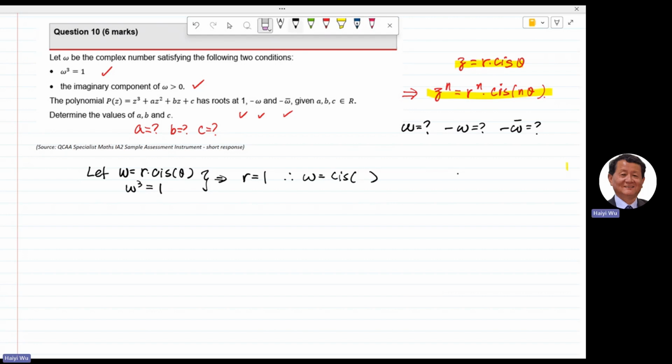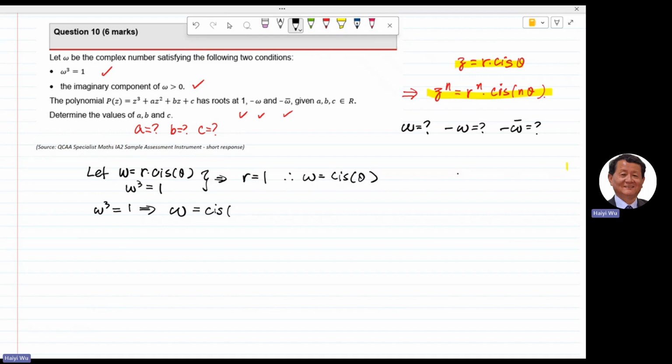So we need to find the angle. That angle we call the argument of omega. Let's find theta, the argument. Now, why are we doing this? So let's try. First, we know omega to the power 3 is 1. Therefore, omega will be equal to cis theta.